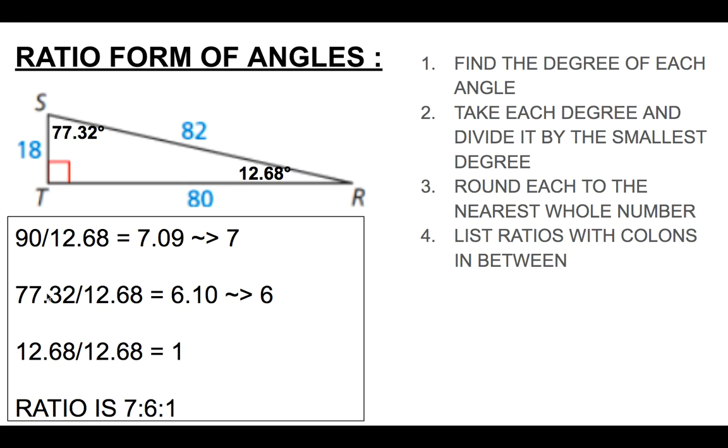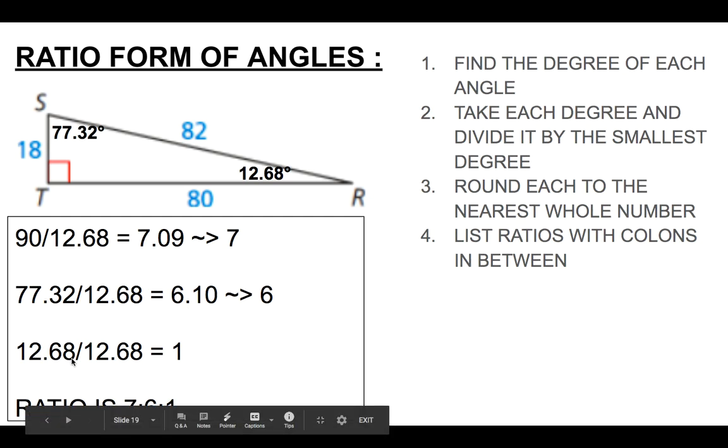Do the same thing with this angle here. And I'm going to get 6.1, so it's approximately 6. And then 12.68 divided by 12.68 is 1. So my ratio between the angles would be a 7 to 6 to 1 ratio.